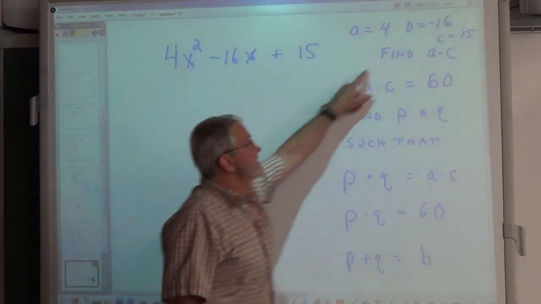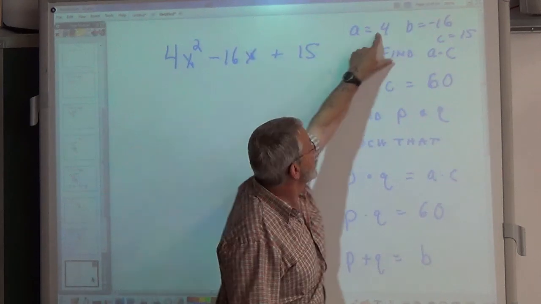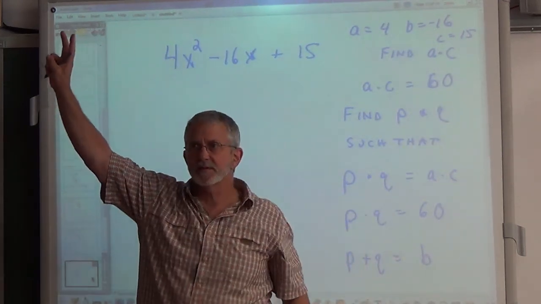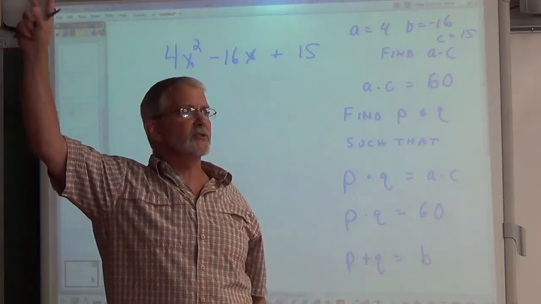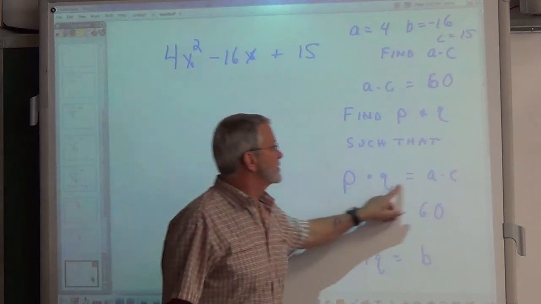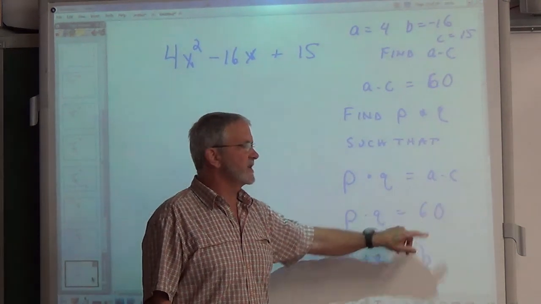So we're going to find AC, A times C. A times C is 60. 4 times 15 is 60. And now we're going to find two numbers, P and Q, such that P times Q is A times C, in this case, P times Q is equal to 60.